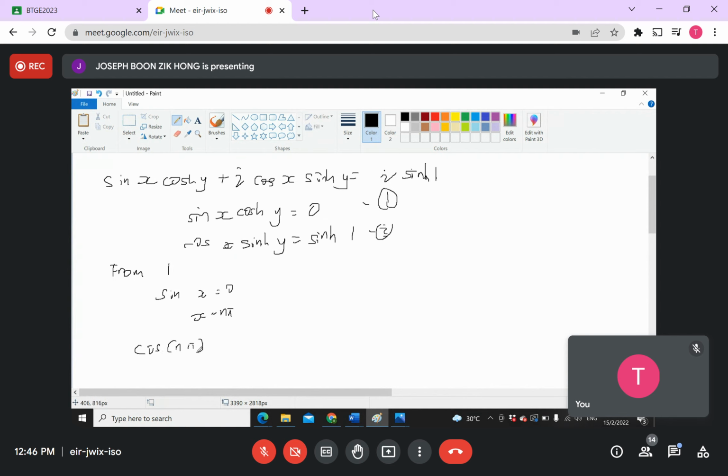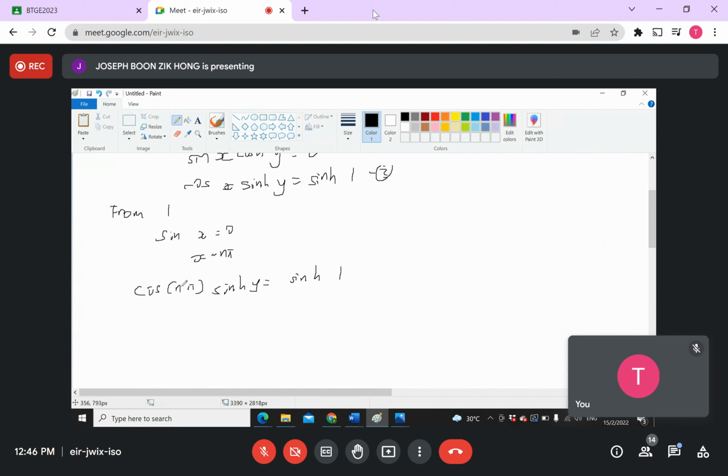You will see always the same thing. Sine hyperbolic y is equal to sine hyperbolic of 1. Okay, so in other words, cos n pi is negative 1 power of n. So that means y will be negative 1 power of n, and then sine hyperbolic inverse of sine hyperbolic 1. So this one will give you 1. So that means you only left negative 1 power of n.